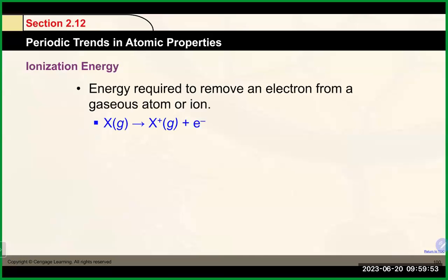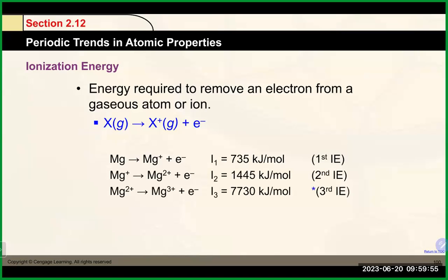The first trend we want to talk about is ionization energy. Ionization energy is the energy required to remove an electron from an atom in the gas phase. So it's the energy associated with removing electrons. As we talked about in a couple of places, when we remove electrons, something becomes positively charged. So ionization energy is associated with the formation of cations, which are positively charged because they lose electrons.